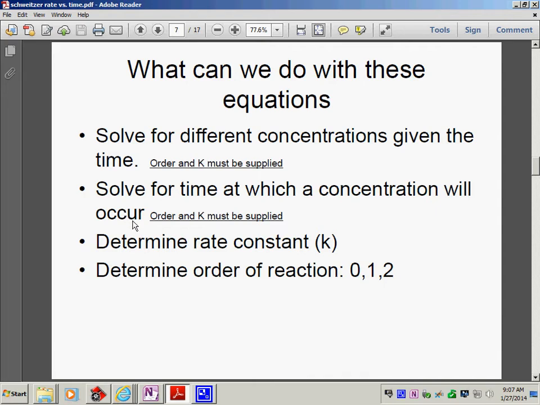Solve for a time in which a concentration will occur. Okay, so you need a time. Well, I can give you time. You give me the order, so which equation I have to use, and give me a slope. I will find you a time. Determine the rate constant. Okay. And we can also determine the order. These are some things we're going to do here.